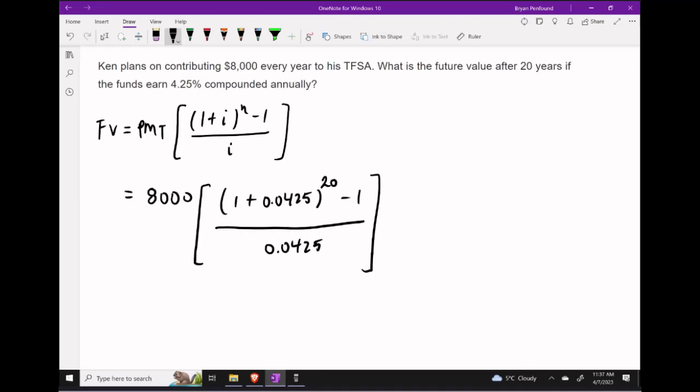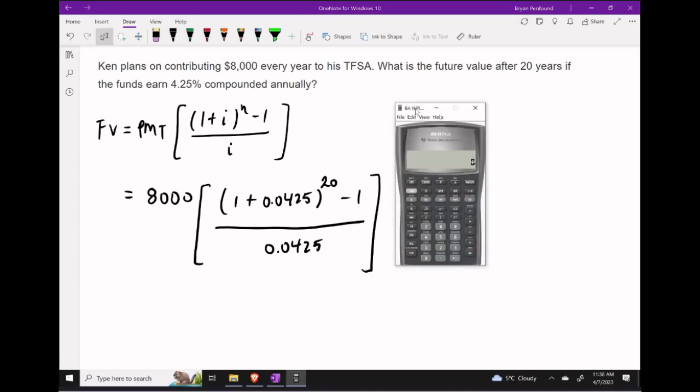Let's start filling in some values into our formula. Here, we know that the periodic payment size is $8,000. Next, we look towards trying to fill in a value for i. We have 4.25% compounded annually. Our frequency number is 1, so it's just 0.0425 that's needed here. The last thing we need is the number of equal-sized payments. Since these payments happen every year for 20 years, we should actually have 20 of these equal-sized payments.